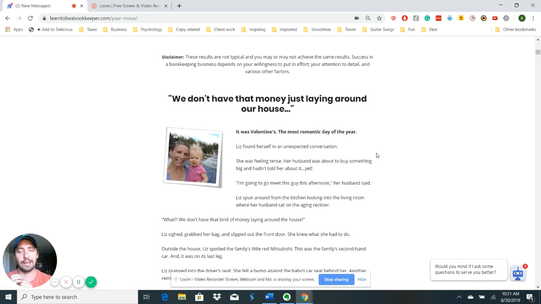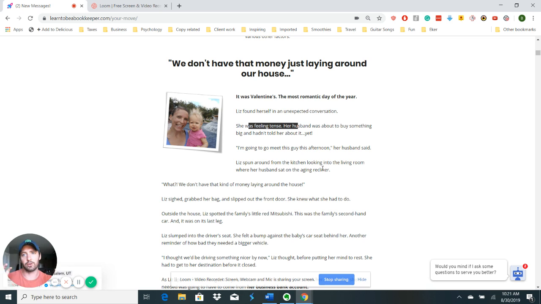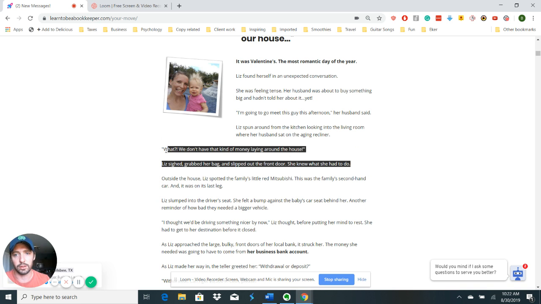So basically, what they did here is they told that story, and they really did it in a lot of detail. They're not just glossing over. They walk you through exactly what happened. Liz and her husband were having this conversation. They give you the actual dialogue. They talk about how Liz spun around in the kitchen, saw her husband sitting in the aging recliner. They use details like that to really suck you into the moment and walk you through. They're not just glossing over what happened. They're bringing you into that exciting moment through detail and through dialogue.